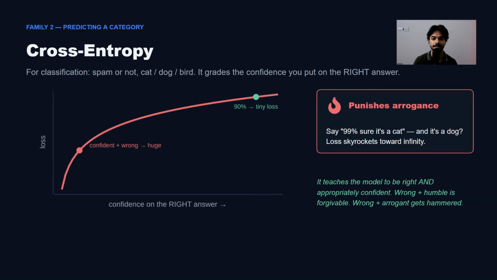And here's the key behavior. Cross entropy punishes confident wrong answers brutally. If the model says, I'm 99% sure this is a cat, and it's actually a dog, the loss skyrockets. That's intentional and it's beautiful. It teaches the model not to just be right, but to be appropriately confident. A model that's wrong and humble is forgivable. A model that's wrong and arrogant gets hammered. And that's exactly the behavior you want.